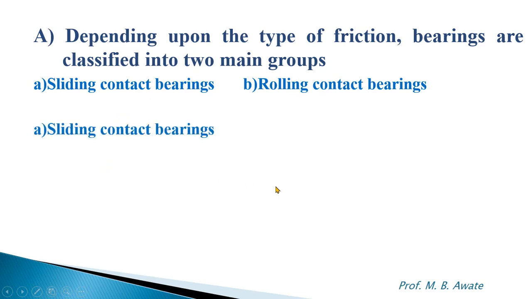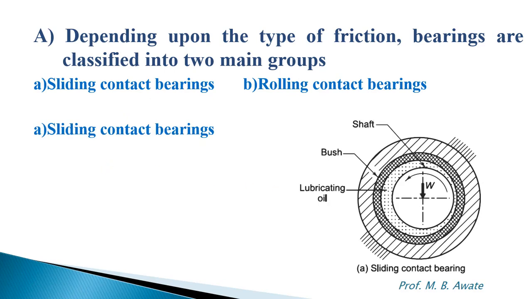So I will show you the figure of sliding contact bearing. So this is a sliding contact bearing. Here there are major elements like shaft. You can see here, this shaft is also known as a journal. It supports the load in a vertical direction.